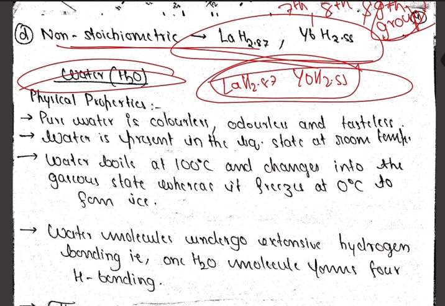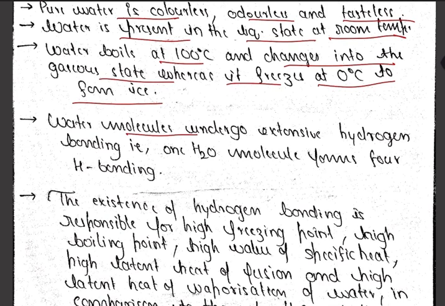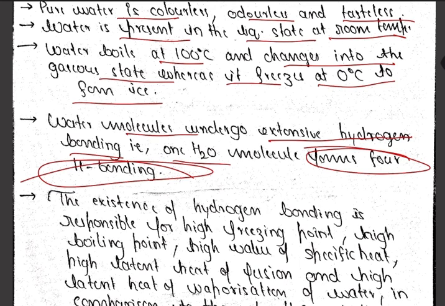Now we will study water, that is, its physical properties. Pure water is colorless, odorless and tasteless. Water is present in the liquid state at room temperature. Water boils at 100 degrees Celsius and changes into the gaseous state, whereas it freezes at 0 degrees Celsius to form ice. Water molecules undergo extensive hydrogen bonding, that is, one water molecule forms 4 hydrogen bonds. This is important.